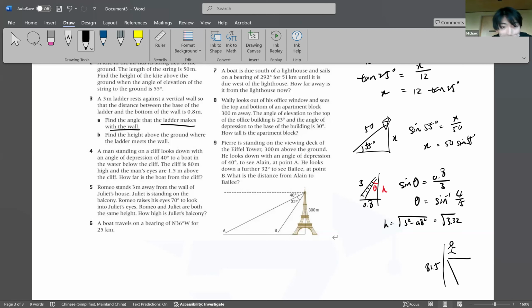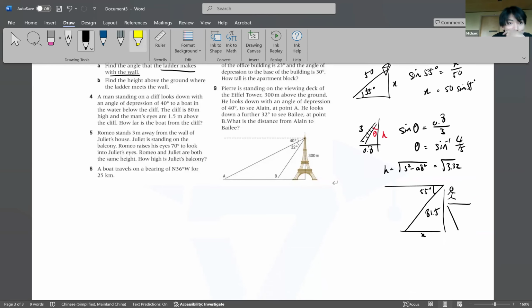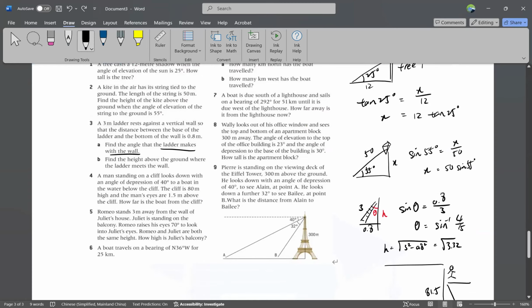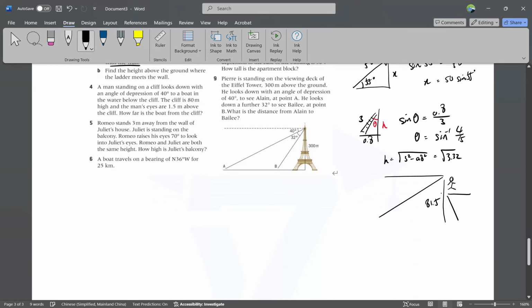I was looking down. The angle of depression is this angle here. Okay, yeah, this angle. This angle is 55. And it's asking for how far away the boat is from the cliff. So it's asking for x. Isn't it 40? Oh, sorry, 40. Oh wait, then I got my angle wrong. That should be 50 then.